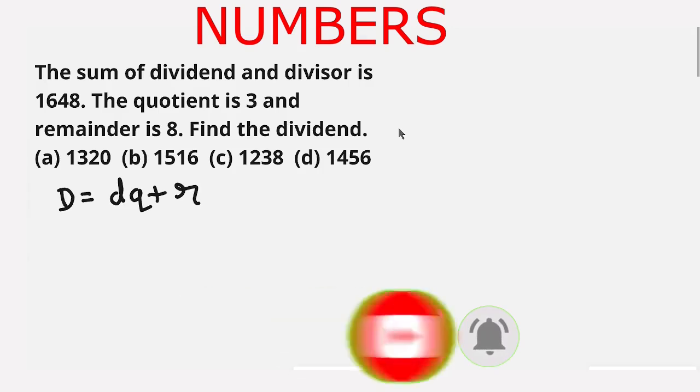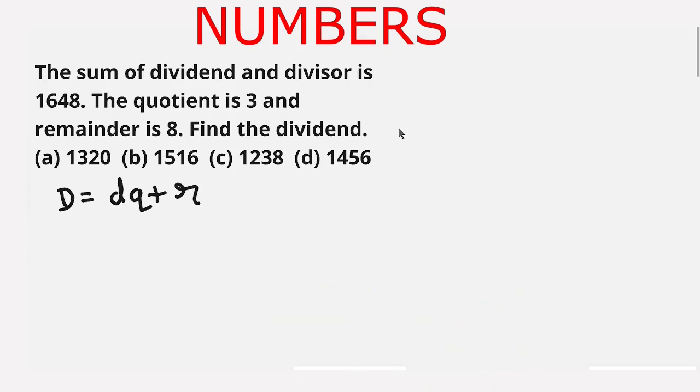We know that dividend equals divisor multiplied by quotient plus remainder, that is D equal to small d into Q plus R, where capital D is dividend, small d is divisor, Q is quotient and R is remainder. This gives capital D equal to d multiplied by 3 as the quotient is 3, plus 8 as the remainder is 8.